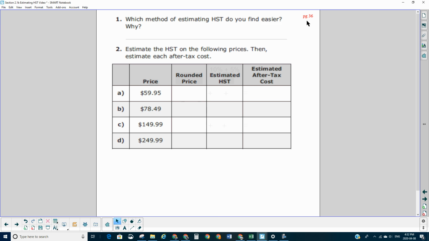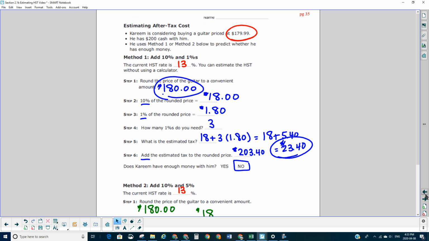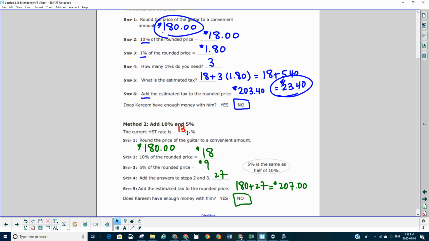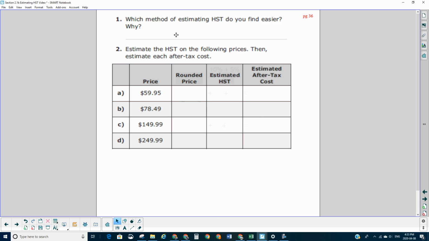Okay, flip over to page 37 now. So we've been talking about the two different methods for calculating the HST, either doing the 13%, which is 10, and 1, and 1, and 1, or doing a 15% estimate, even though it's higher than 13, and going 10 and half of it is 5. But I think through the math that we've done here and in the other questions, you'll probably agree with me that method 2 is much easier. It's easier to find 10% of a number and then half of that to estimate your after-tax cost. So we're going to complete this chart on page 37, and that's where we'll end.